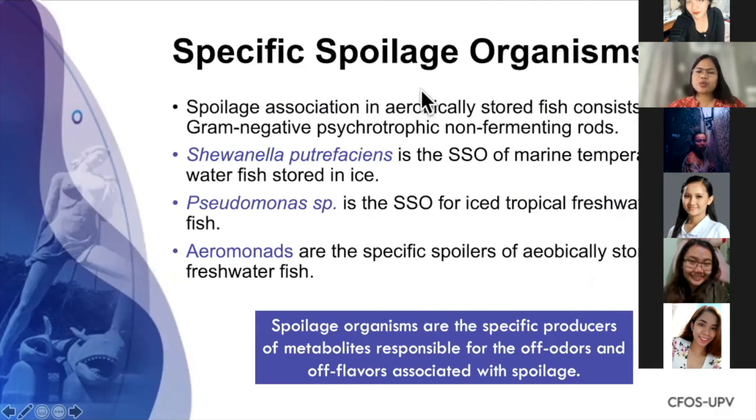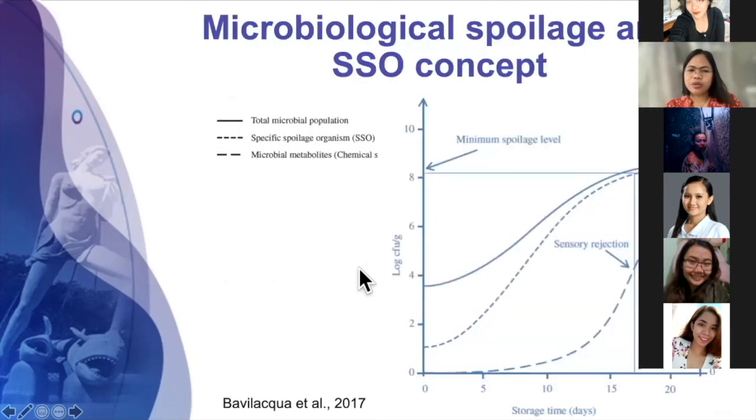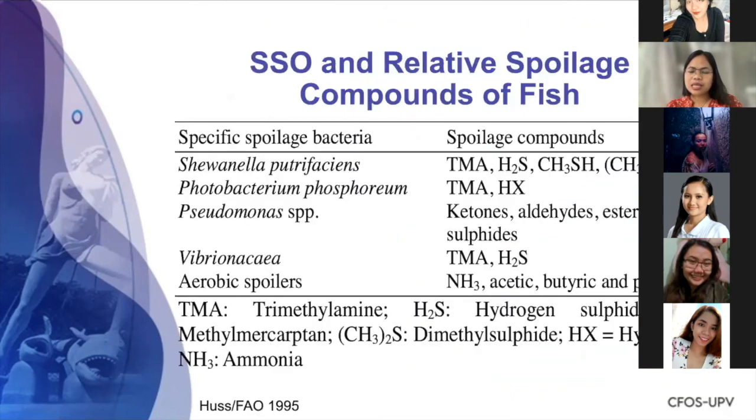So, ito yung SSOs, no? Spoilage organisms are the specific producers of metabolites responsible for the off-odors and flavors associated with fish spoilage. So, kung marine temperate water fish yung na-store in ice, you know that the SSO is the Shewanella species. And if ice tropical freshwater fish siya, Pseudomonas yung SSO, and Aeromonas pag aerobically stored ang freshwater fish. So I think I have a table on this one. Okay na to, skip na natin kasi na-explain na yan kanina.